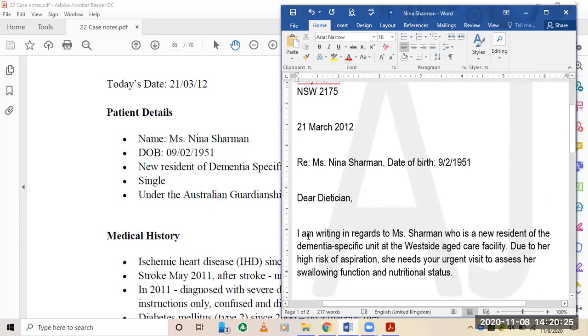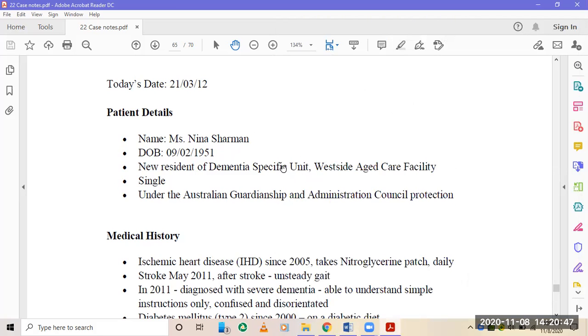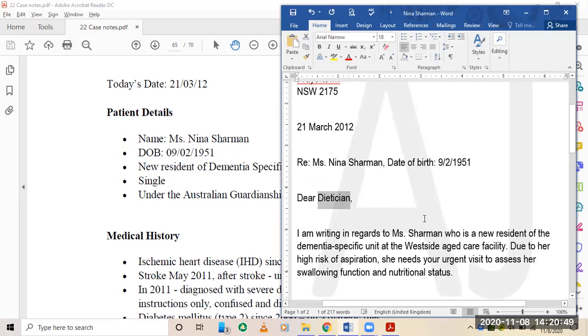Now, if you remember, what is the information that we have got till now? Let's look at that. We have to introduce the patient to the dietitian. So, dear dietitian, you may write dear sir or madam also, that's fine. But dear dietitian, yes, because the name of the dietitian is not given. I'm writing in regards to Miss Sharman, who is a new resident of the dementia specific unit at the West Side Aged Care Facility. You are taking that information from here in the case notes.